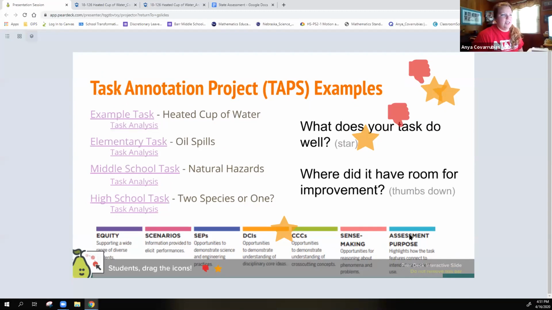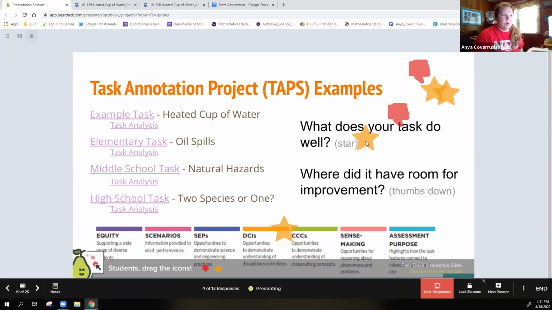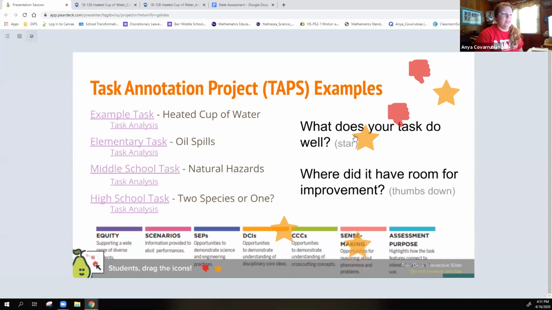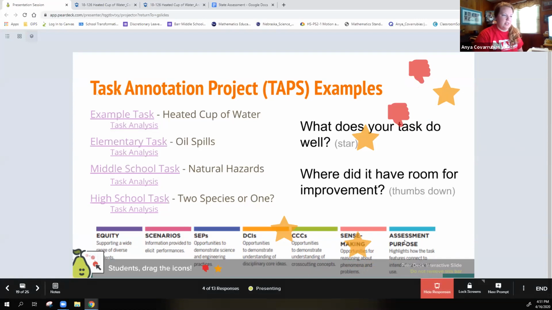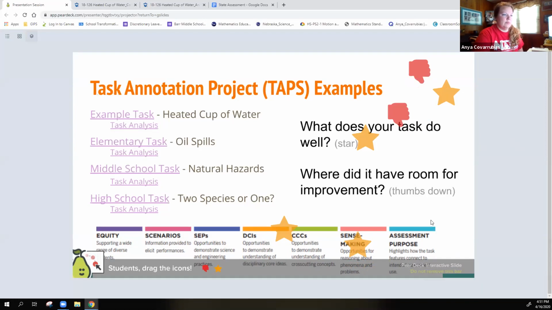Right. Thank you, Betsy. Yeah, and then we're going to have you collect some data. So the star is going to be what evidence that you see that they're doing well, and the thumbs down would be where they have to improve. And you can just go ahead and put it down here on this graphic that we have. Thanks for that clarification, Betsy. So Star, where do you think your task does a good job?